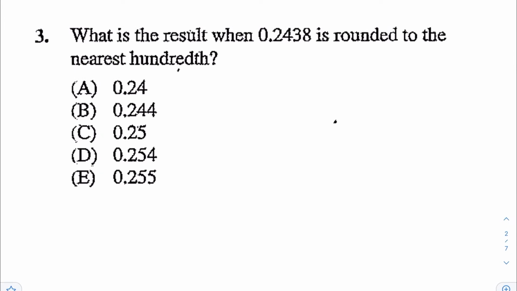Next, for question number 3, what is the result when 0.2438 is rounded to the nearest hundredths? So here, the hundredths place is right here with this 4, but you want to look at the place value to the right, which is this 3. So 3 tells you to round down. And when you round down, you leave the 4 alone, and everything after that is just a 0. So the answer is 0.24, choice A.